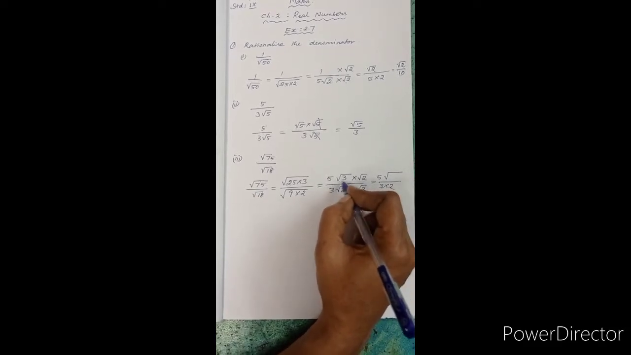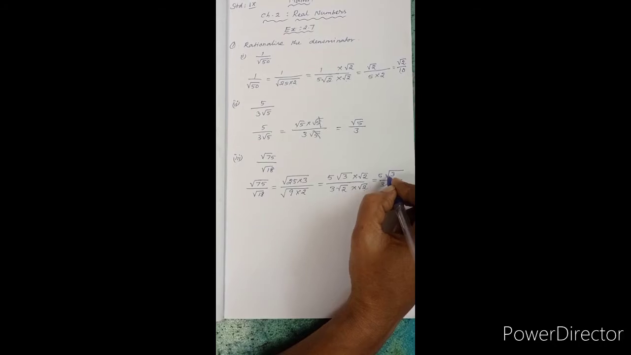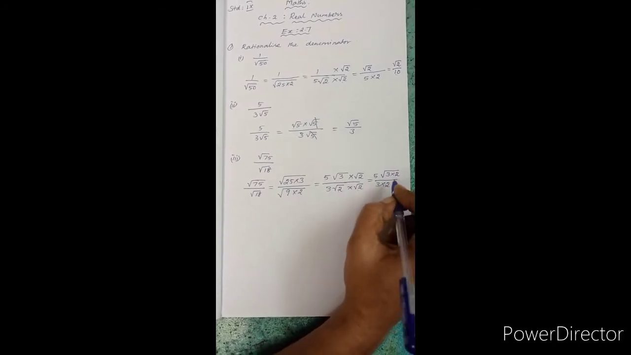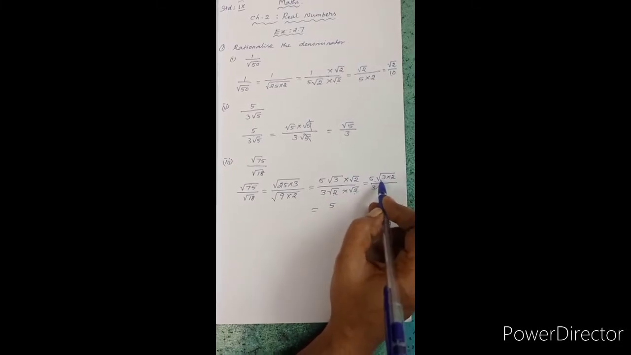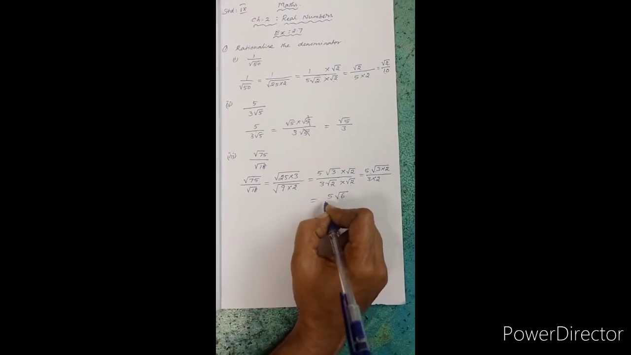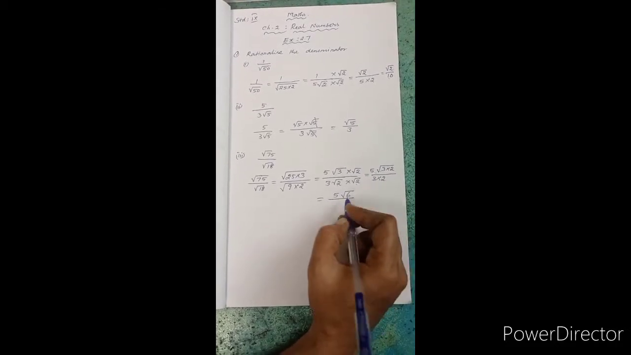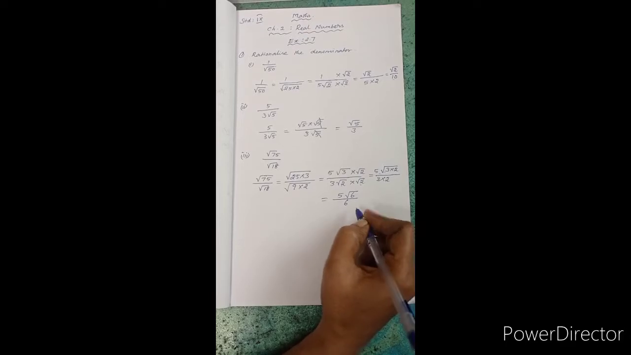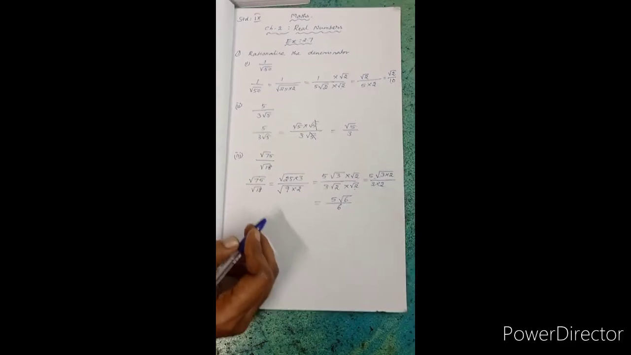In the numerator, 5 into root 3, write this root 3 into root 2 within a root, root of 3 into 2. So 5 into within the root 3 2s are 6. So the numerator is 5 root 6. Denominator is 3 2s are 6. So the denominator became a rational number.